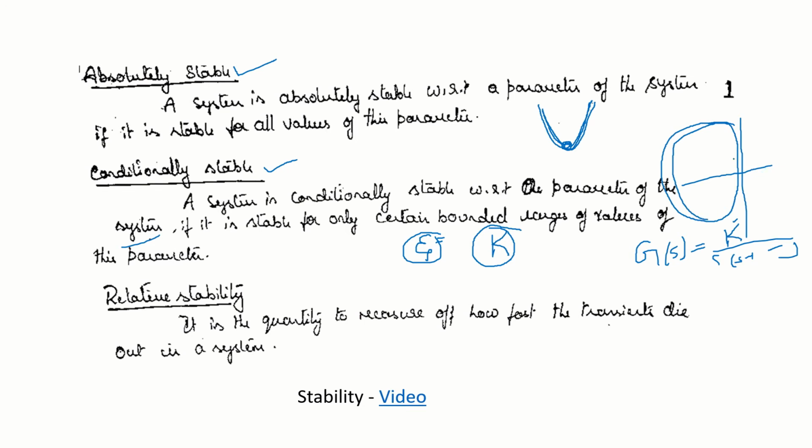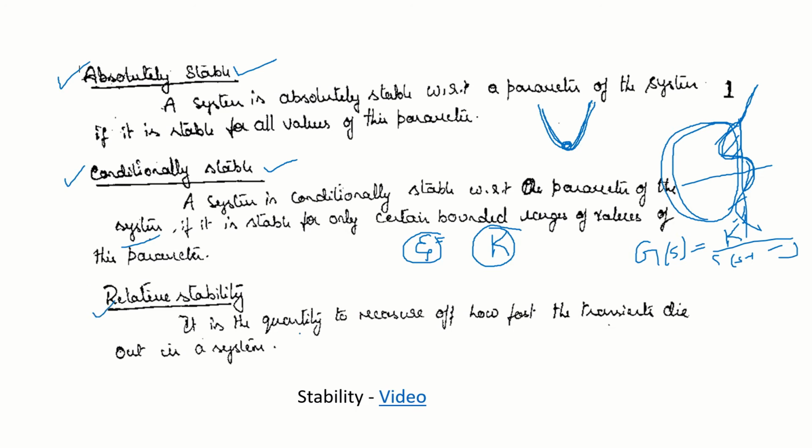Some systems are not like that. When I draw the roots positions like this, for different values of k, here on the right hand side it is unstable, but if I increase the k value beyond a certain point, the roots come to the left hand side. Again, if I increase the k value beyond a certain value, the roots go to the right hand side. So within these values of k, the roots are on the left hand side. Here it is stable. It is conditionally stable. For other values of k, the system is unstable. Such a system we call conditionally stable, as opposed to absolutely stable.